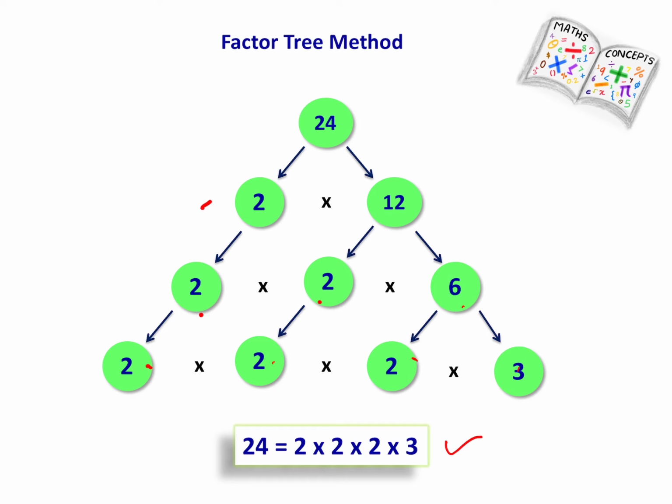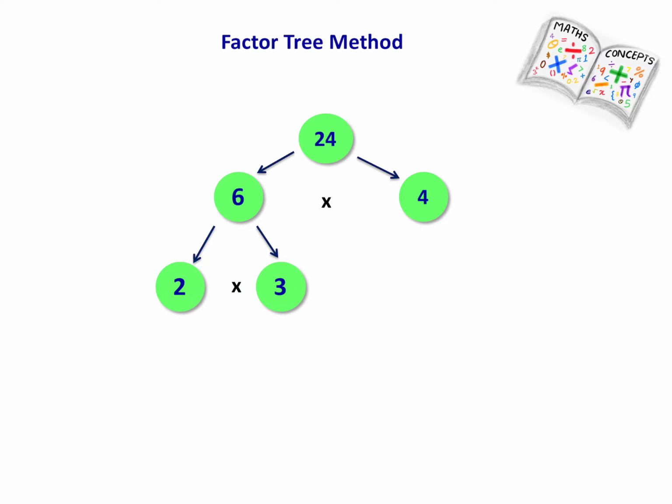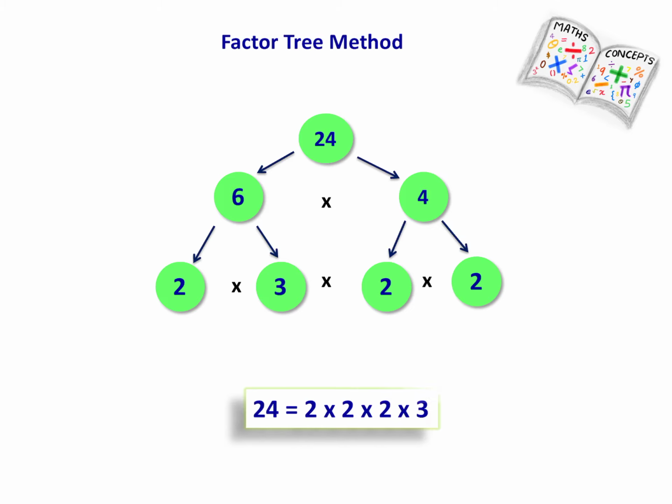Okay. Now it is not necessary that you take 24 as multiplication of 2 and 12 only. You can represent it as multiplication of say 6 and 4 also, other two factors. So 6 can be represented as 2 multiplied by 3 and 4 can be represented as 2 multiplied by 2. The final answer is going to be same as earlier one, that is 24 can be represented as multiplication of 2, 2, 2 and 3, and this is prime factorization.